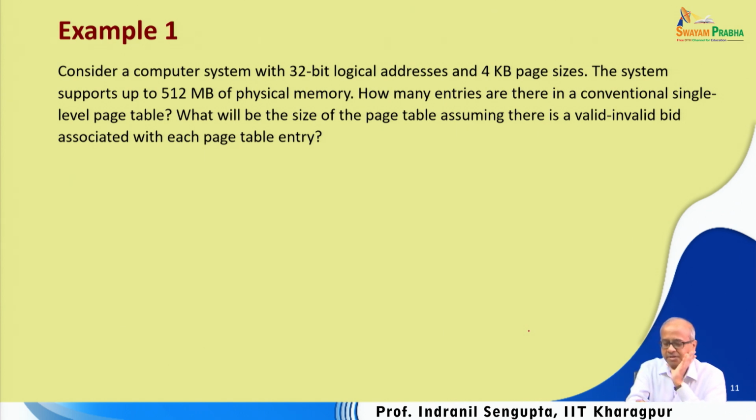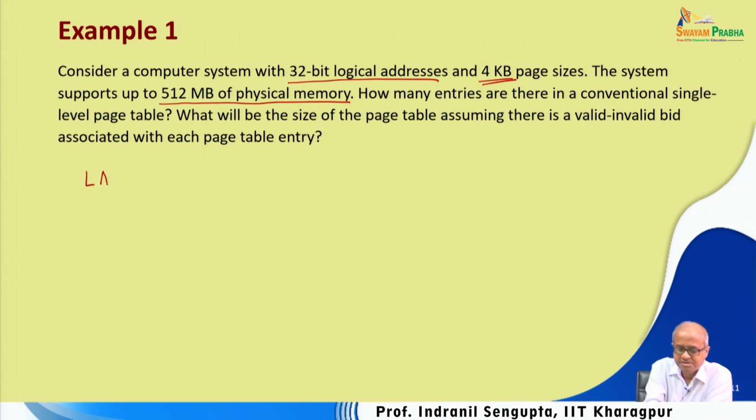So, you see, we consider a computer system with 32-bit logical address with page sizes of 4 kilobytes, right. It is also mentioned that it has 512 megabytes of physical memory. Then there are a few questions. How many entries will be there in the page table and what will be the size of the page table, assuming there is a valid invalid bit with each entry. Okay. Step by step let us see.